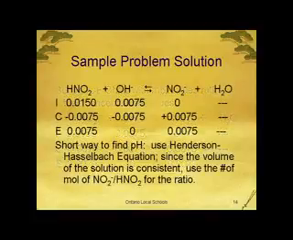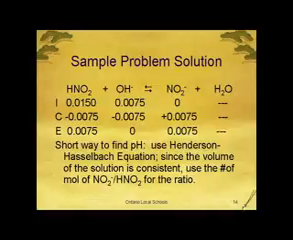Looking again at the ICE chart, we set it up in terms of number of moles rather than concentrations, and that will work for us. We do know the total volume of the solution. We know that there's 100 milliliters of the HNO2, and we know that 25 milliliters of the hydroxide ion solution, which contain 0.0075 moles of hydroxide ion, has been added. At this point, you have a choice. You're going to use Henderson-Hasselbalch.